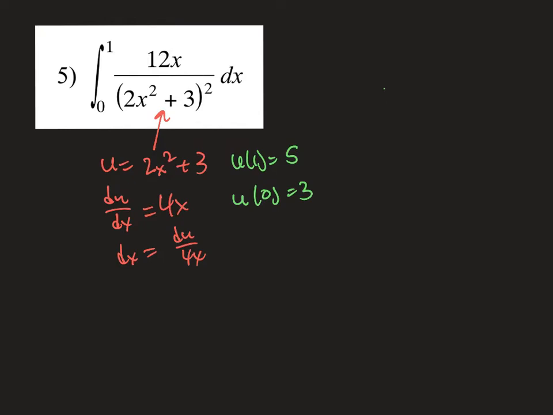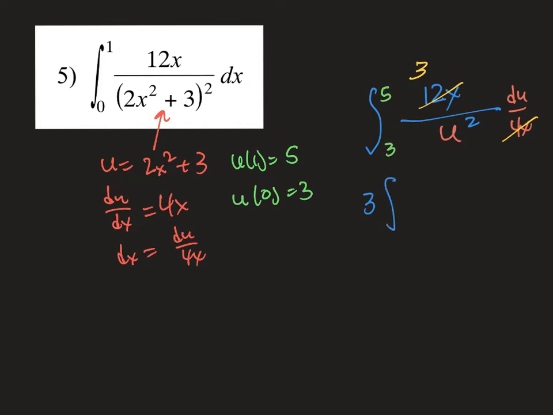So my new definite integral is going to be, oh, that's a terrible integral sign, but we got to keep rolling here, between 3 and 5 of, there's a 12x on top. On the bottom, it's u squared, right? And then dx becomes du over 4x. So the 4x and the 12x are going to cancel, but there's a 3 left over, so don't forget that. The actual problem that we're going to compute is 3 times the definite integral from 3 to 5 of u to the negative 2 du.